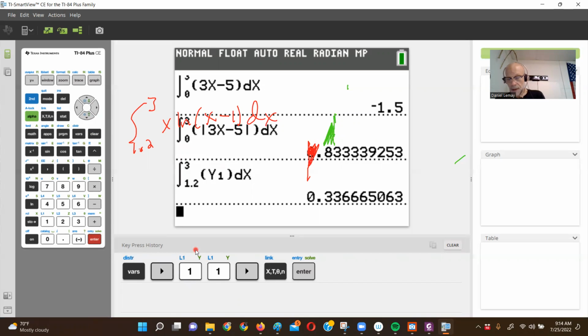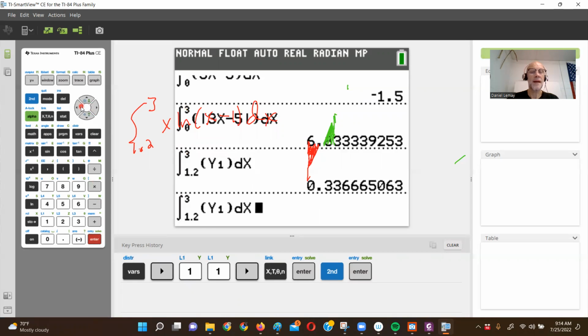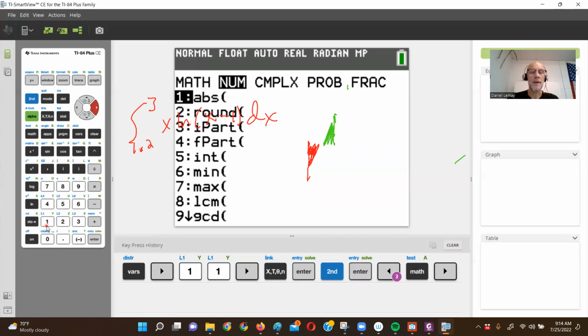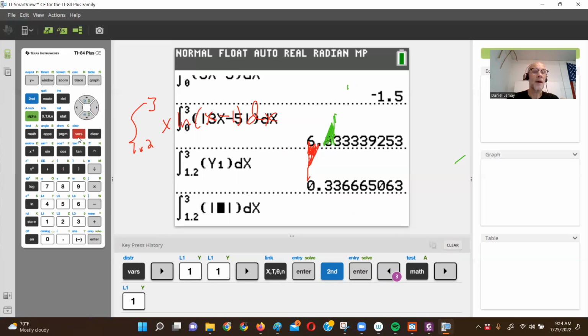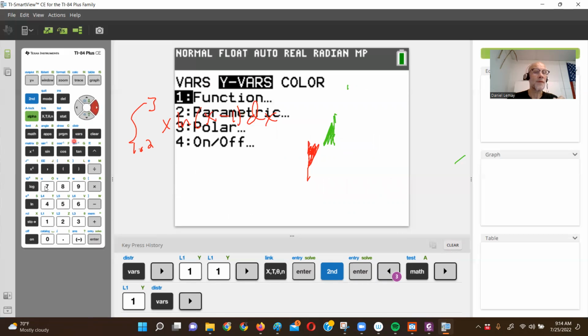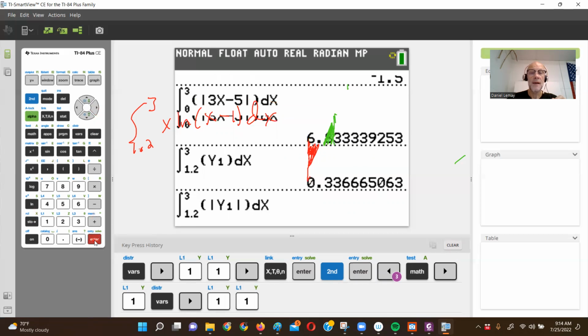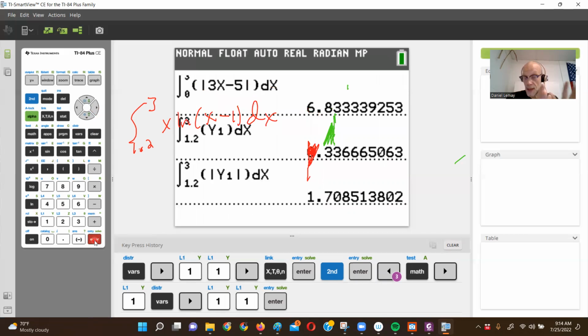It looks like the green positive area is bigger than the negative area. But that's the net area. And if I wanted to do the total area, what would I have to do? Oh yeah, I've got to do the absolute value of that. So I'm going to be really lazy. Second enter, and then go back to the inside, and I'm going to do math num 1. And then I've got to do the bars, y bars. And this will tell me the total area. And notice it is quite a bit bigger.